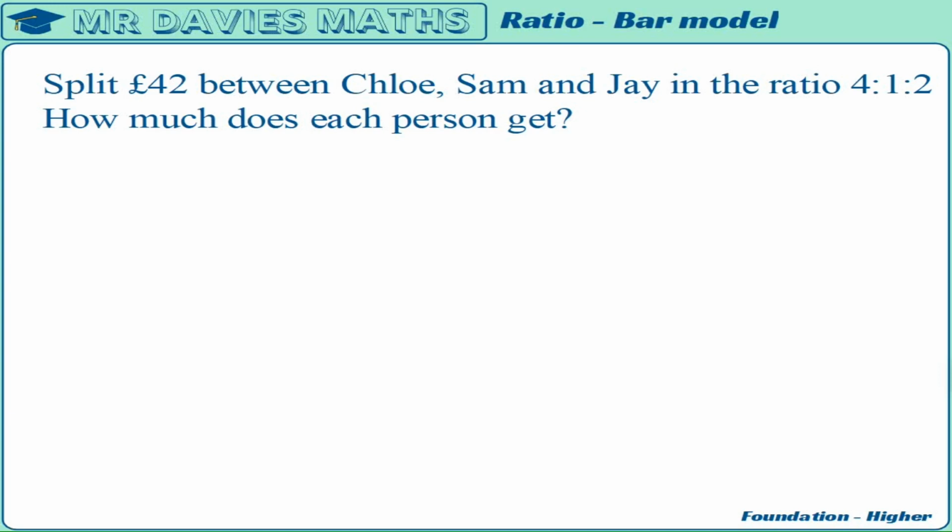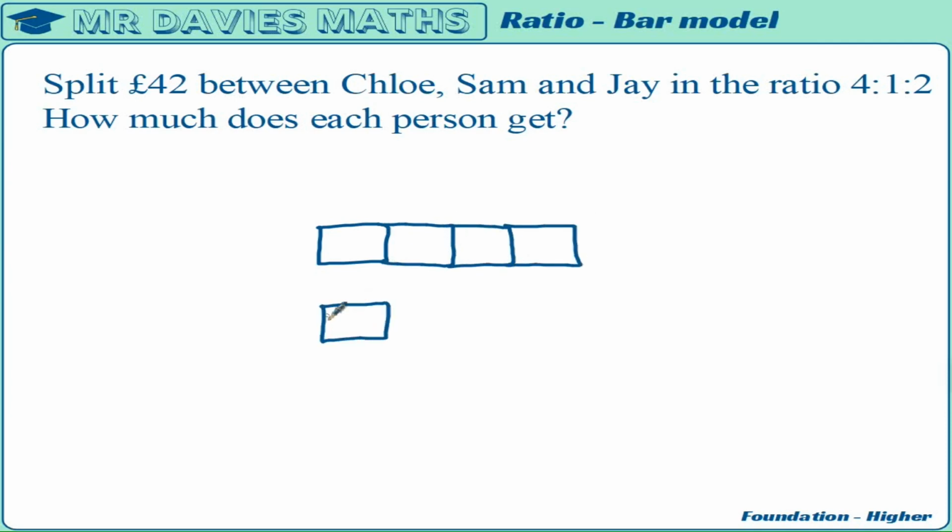Okay. Split £42 between Chloe, Sam and Jay in the ratio 4 to 1 to 2. There's actually 3 people in this question now, and there's 3 parts to my ratio. It's still a share question because split is another word for share. So I'm going to start off by drawing my boxes. I've got 4 boxes. I've got 1 box. And then I've also got another part to my ratio which is worth 2 boxes. Chloe was first, then Sam, and then Jay.